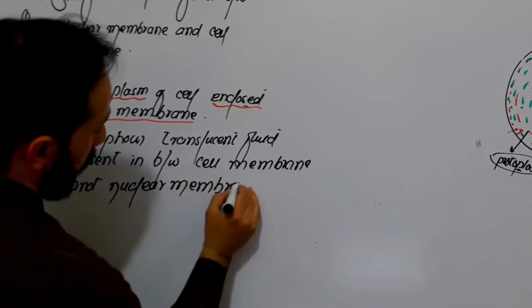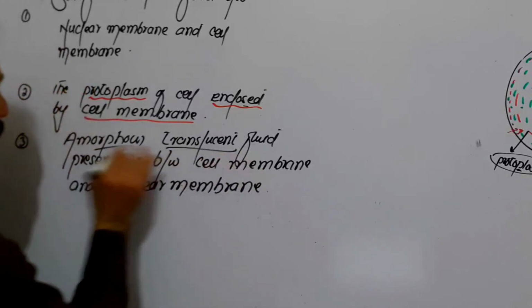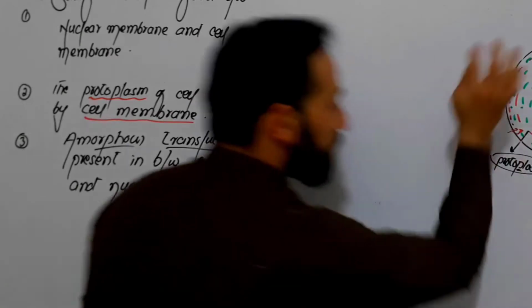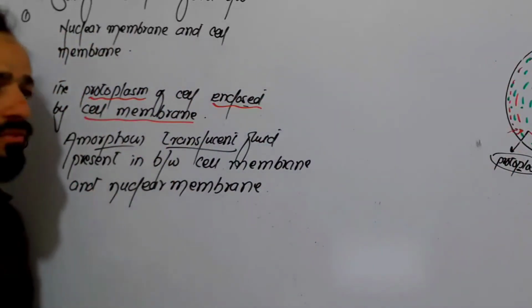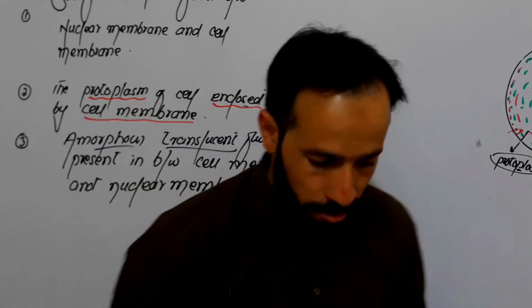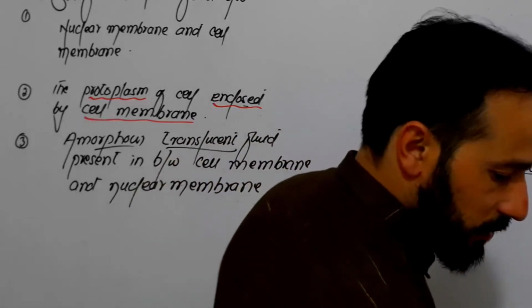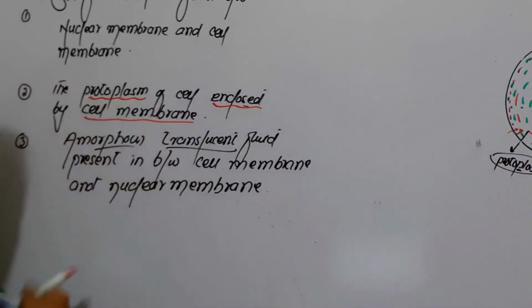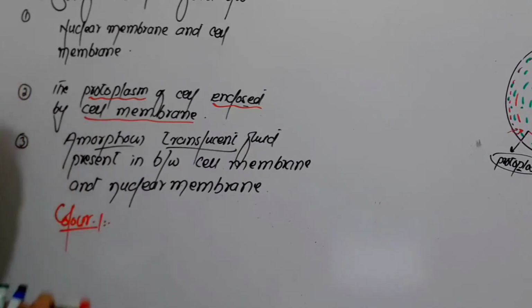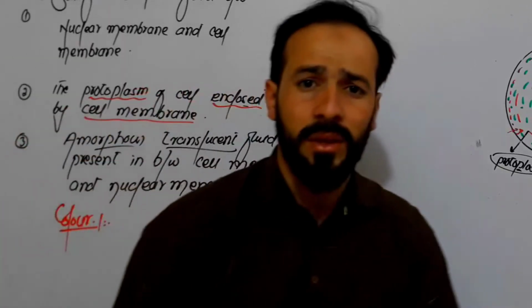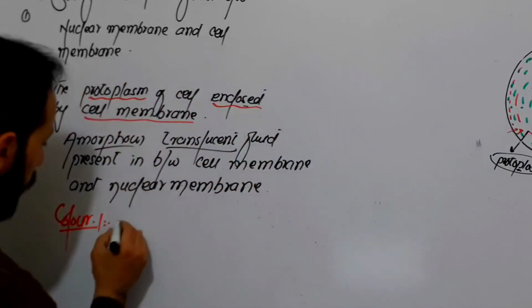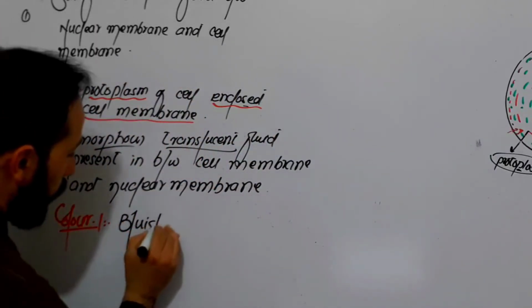So the amorphous translucent fluid which is present between the cell membrane and the nuclear membrane, this translucent amorphous fluid-like substance is called the cytoplasm. Done. Then what is the color of the cytoplasm? When our cytoplasm was stained, it got a bluish color. So the color of the cytoplasm is a little bit bluish, right?